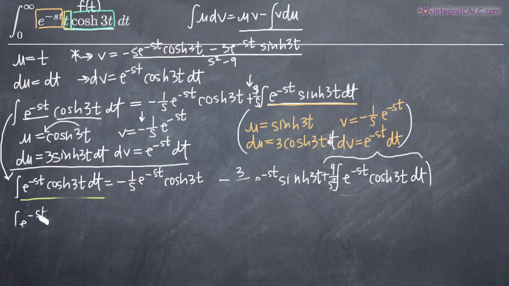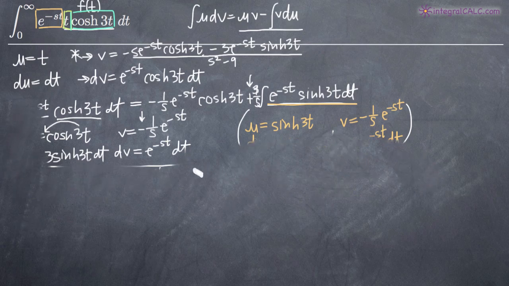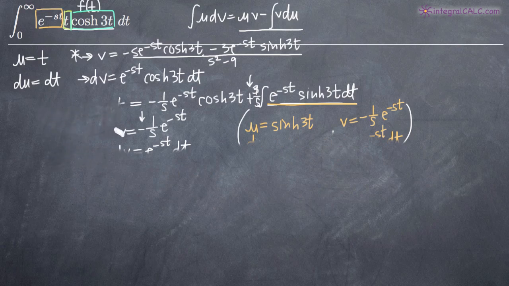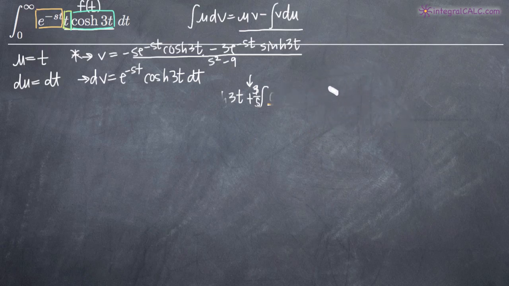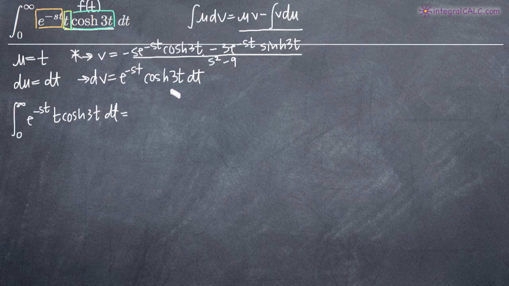All right, so now we can give ourselves more space here, and go back to our original integration by parts. Now that we have u and du, v and dv, we can perform our original integration by parts, and we'll be much closer to solving our original integral. So again, the integral from 0 to infinity of e to the negative st t cosh 3t dt is equal to u times v.